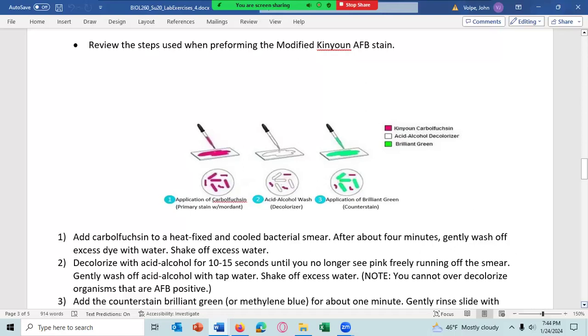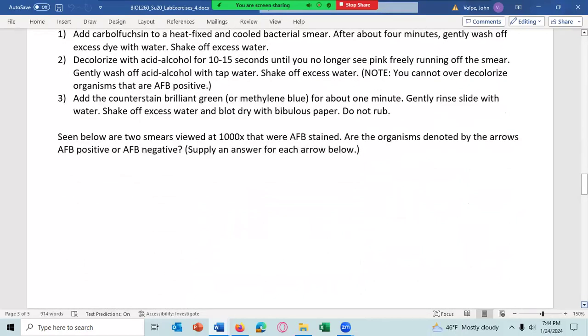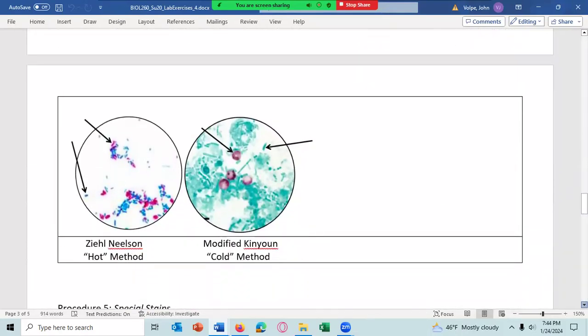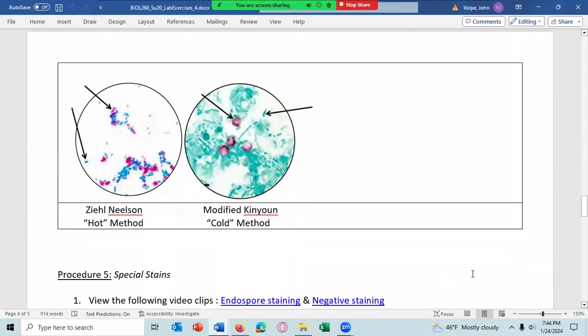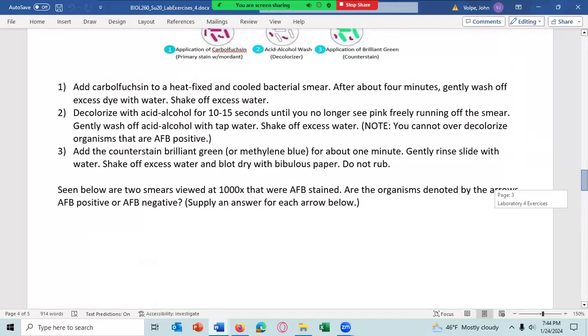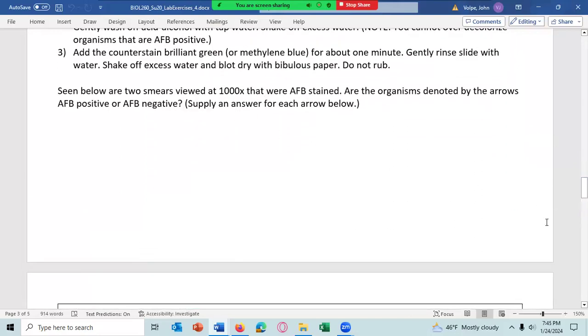And there's the steps of the acid-fast stain. And then there's two pictures of the acid-fast stain. In this picture, either above it, below it, or attached to it, you need to state if these cells are acid-fast positive, and you can just go AFB, acid-fast bacillus positive, or is it acid-fast negative? And that's AFB negative. For each link, if you do not have each link with an answer, you'll get a minus 0.4 on that part of the lab. And the question is supply an answer for each arrow below.